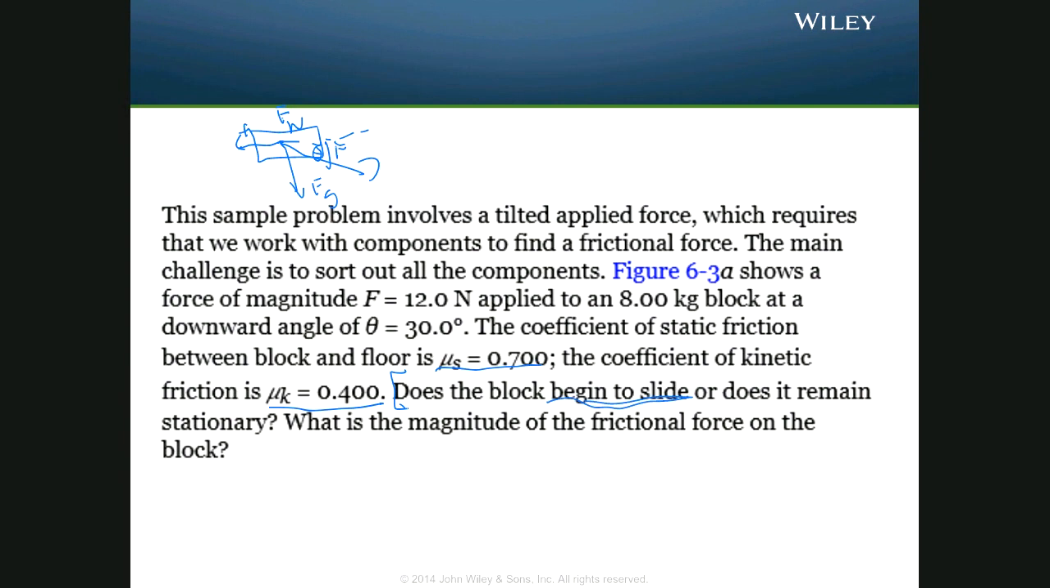So the question is: is F greater than, equal to, or less than Fs max? And I hope you can see right away that answering this question in particular will answer whether the block begins to move, and we actually don't need the kinetic friction to answer this question. And then it wants to know what is the magnitude of the frictional force on the block.